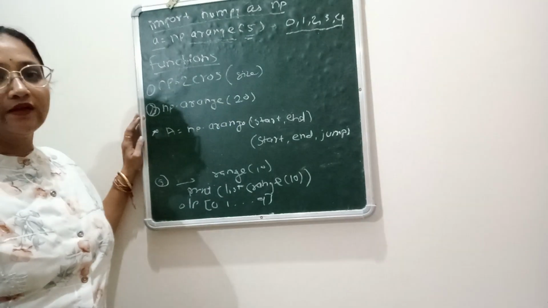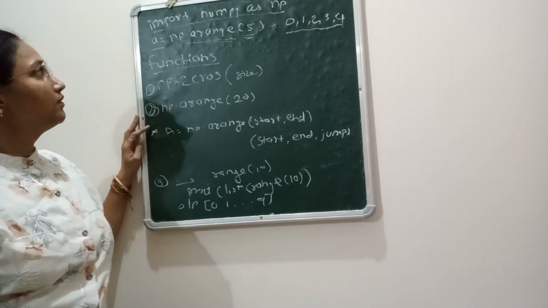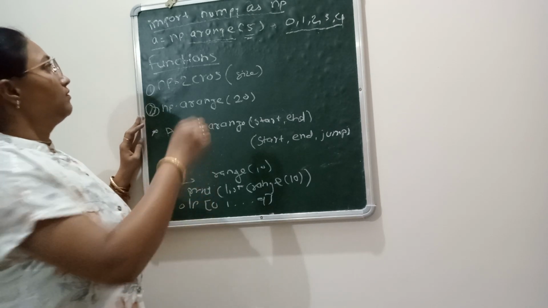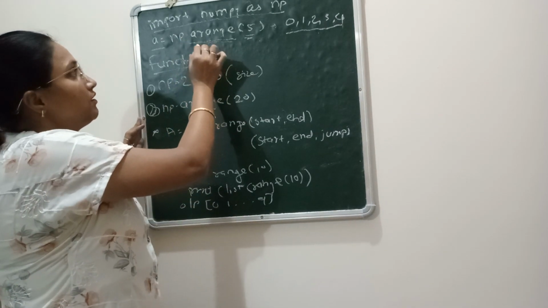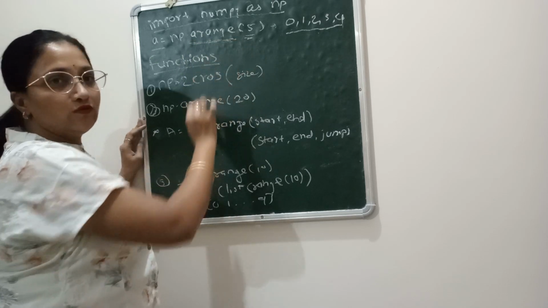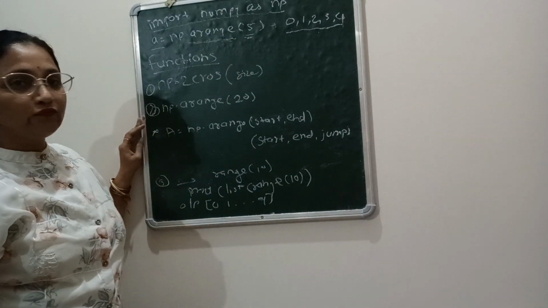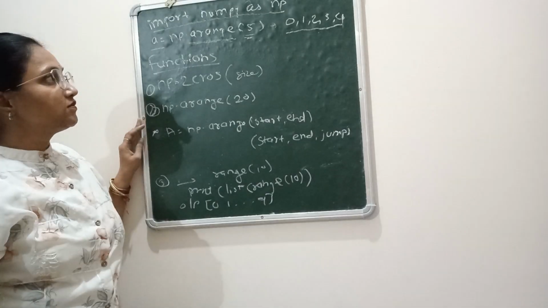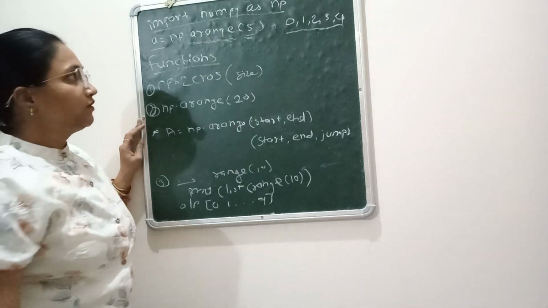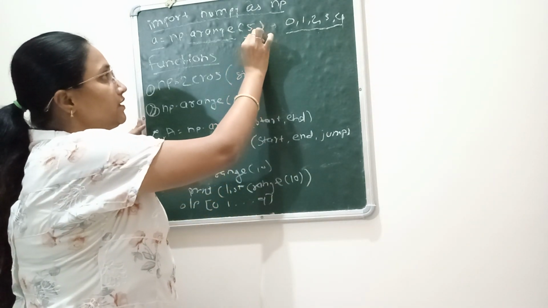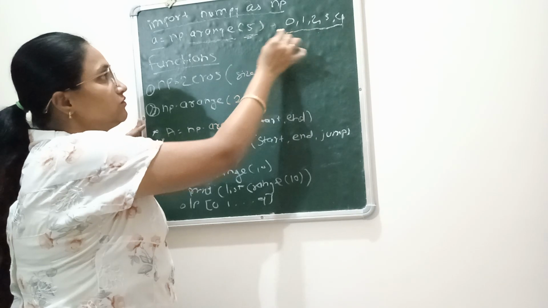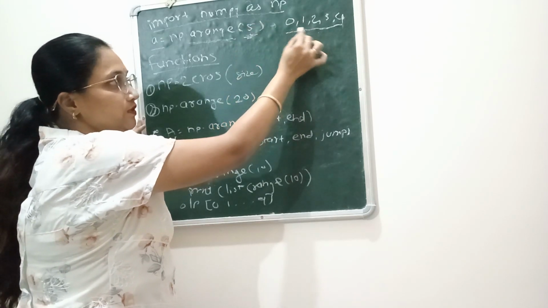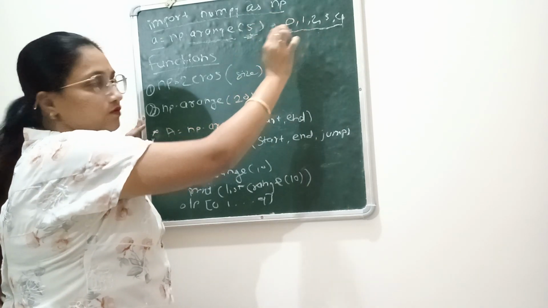From this video we are starting functions of NumPy. In the last video we have seen with the help of the arange function how to create an array of elements of your desired size. So if you want to create an array of 5 elements, you can simply write 5 and the elements will be 0 to 4.